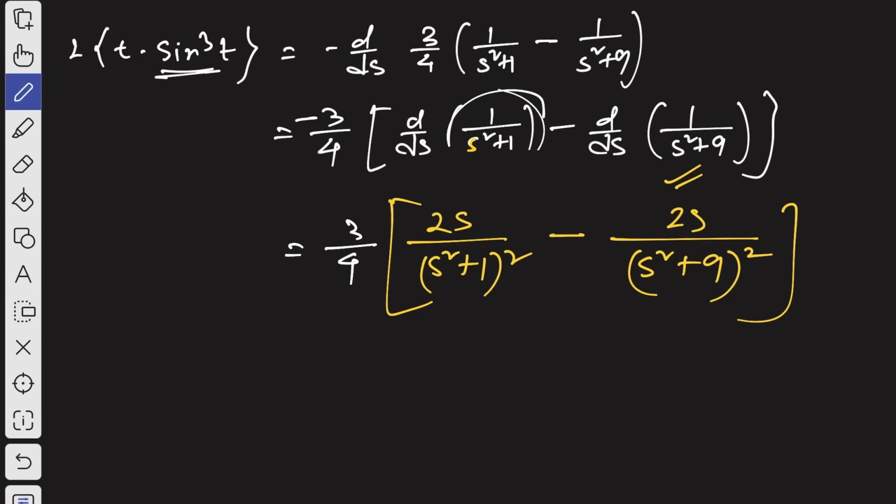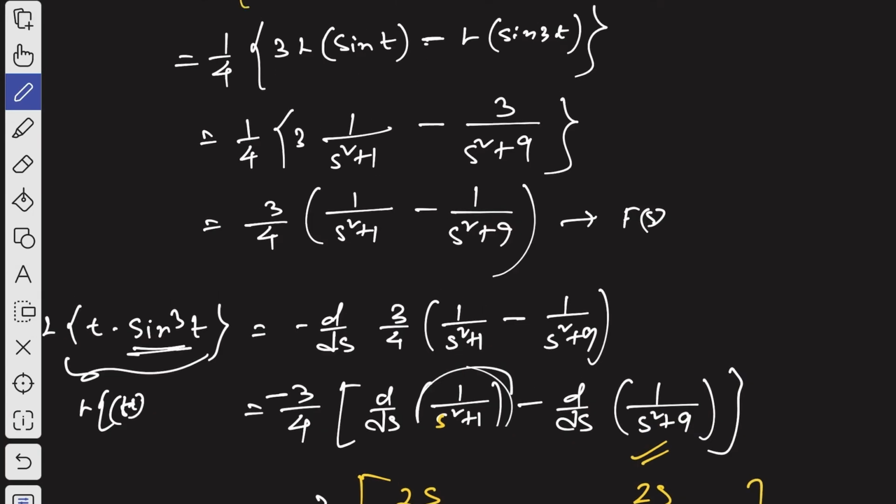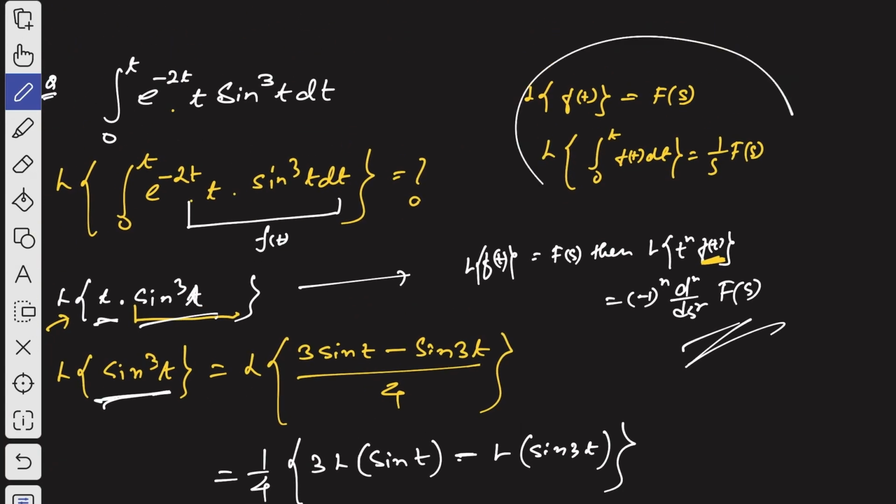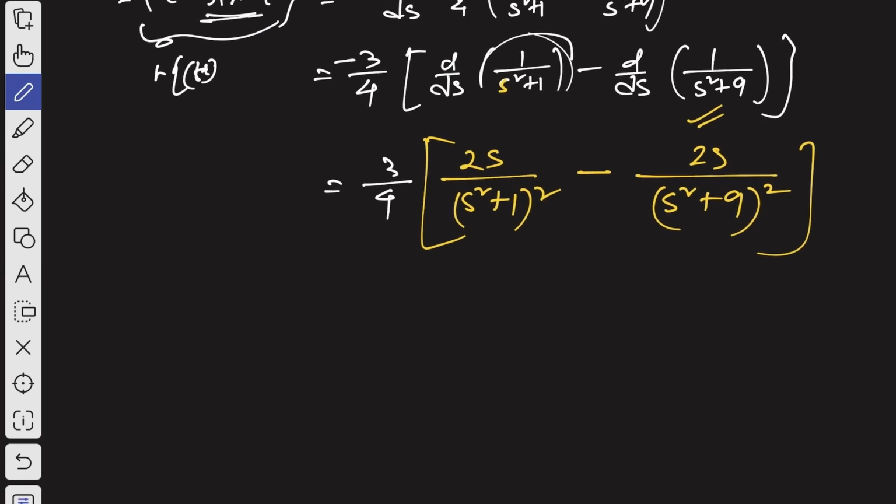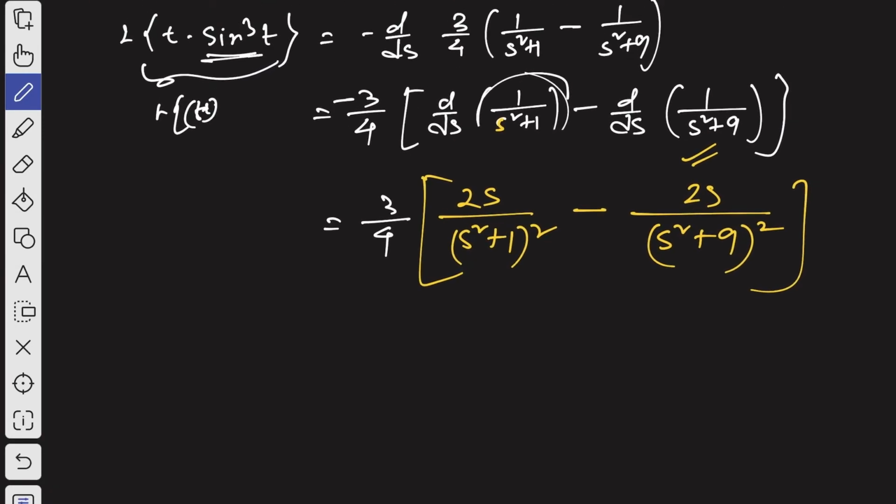So now here you see, to apply this first theorem in this case to find out this integral, if you consider t sine cube t as f(t), then this is the Laplace transformation of f(t), that is capital F(s).